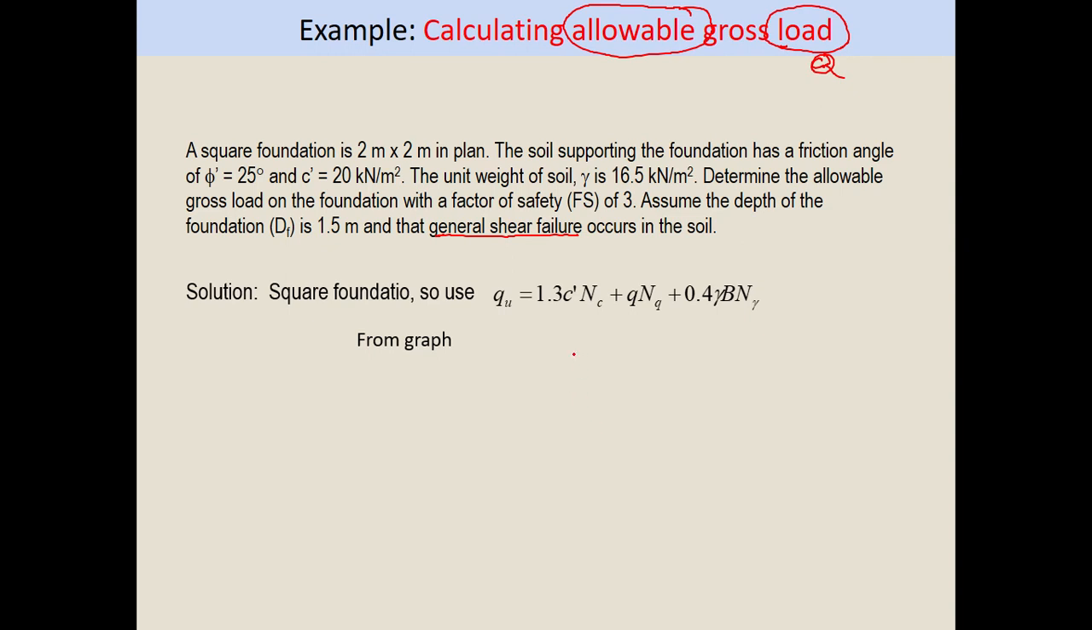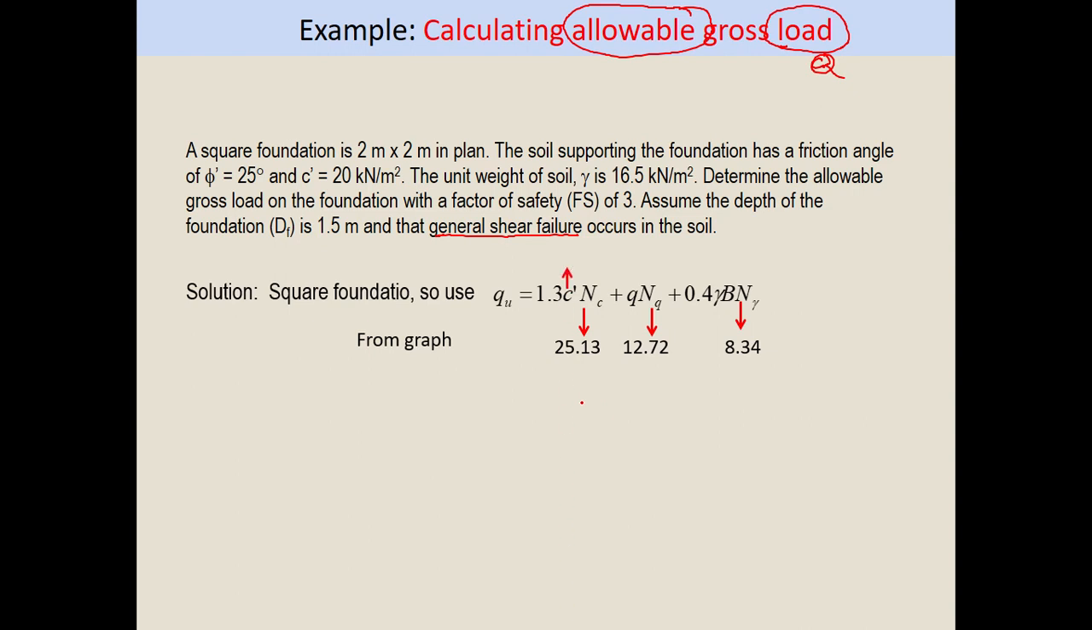From the graph, for friction angle 25 degrees, we get 25.13 for NC, 12.72 for NQ, and N gamma is 8.34. So these are the bearing capacity factors.